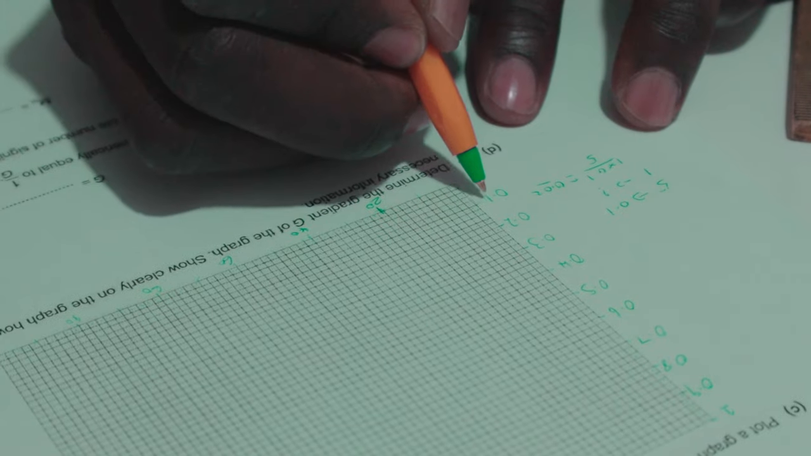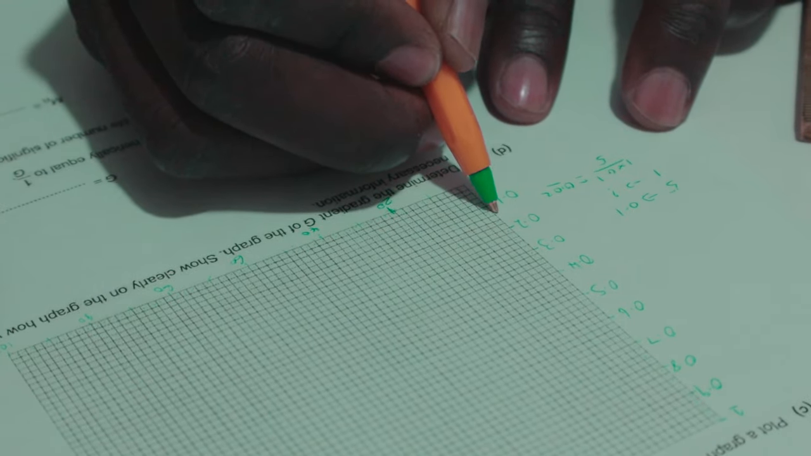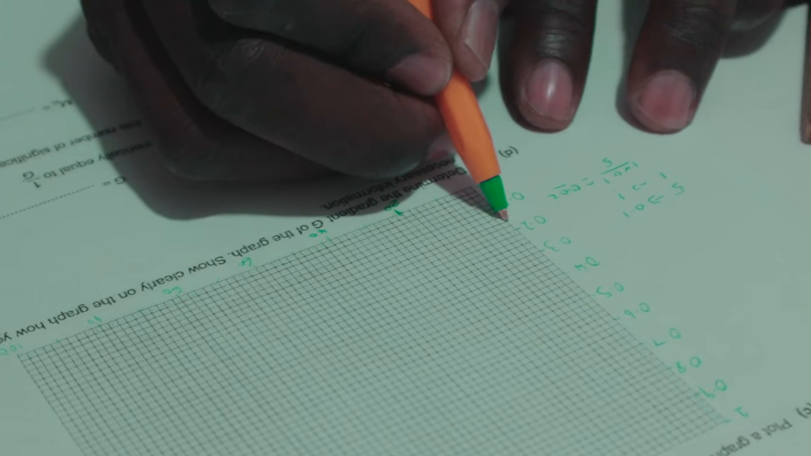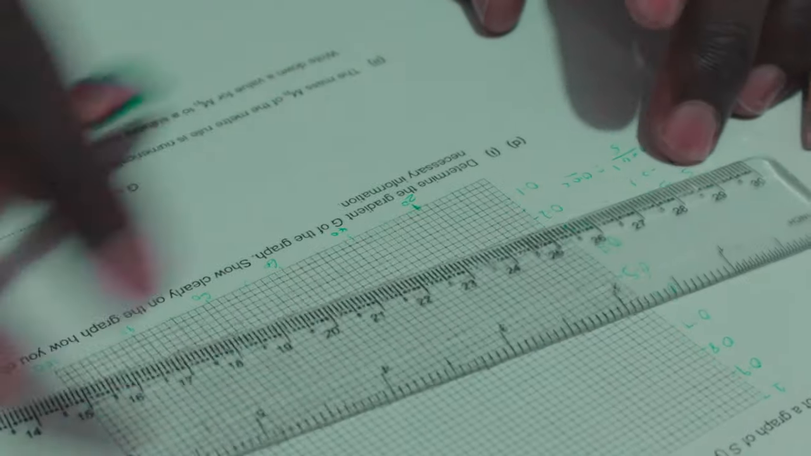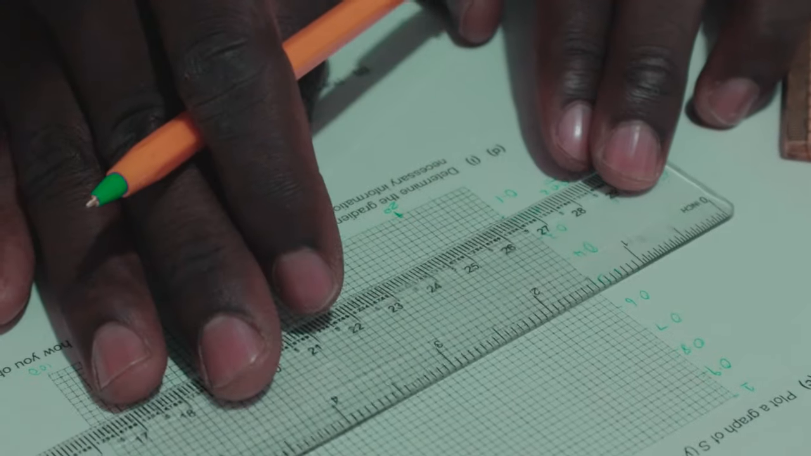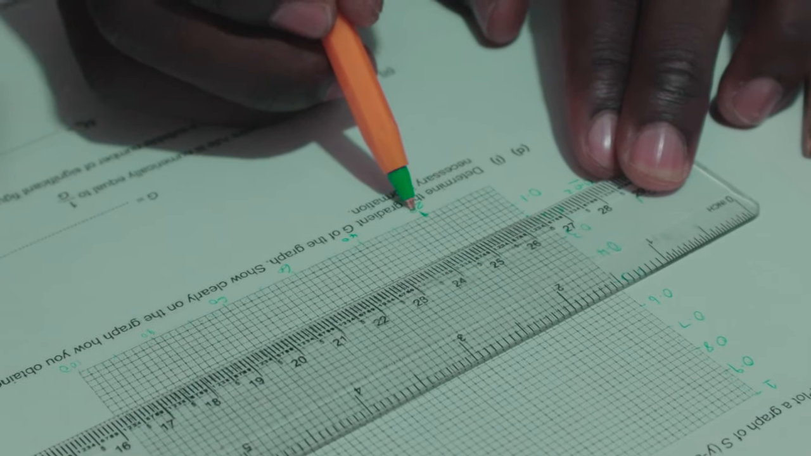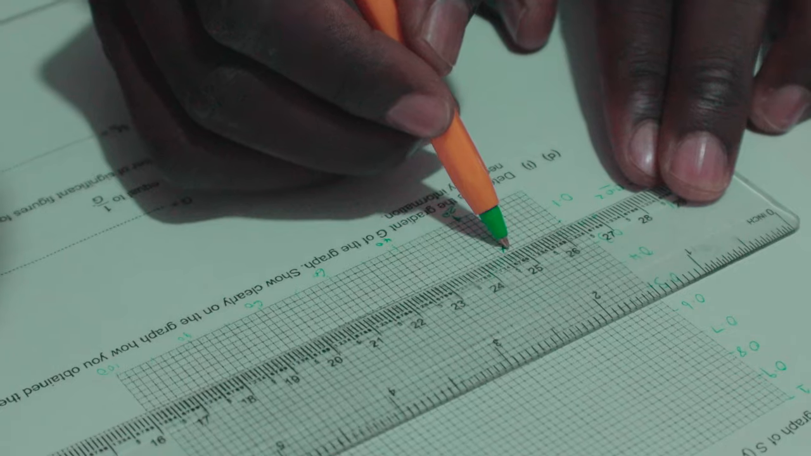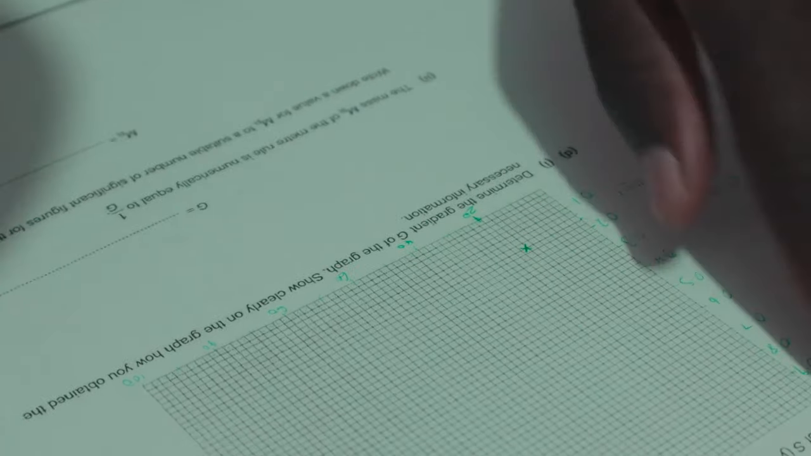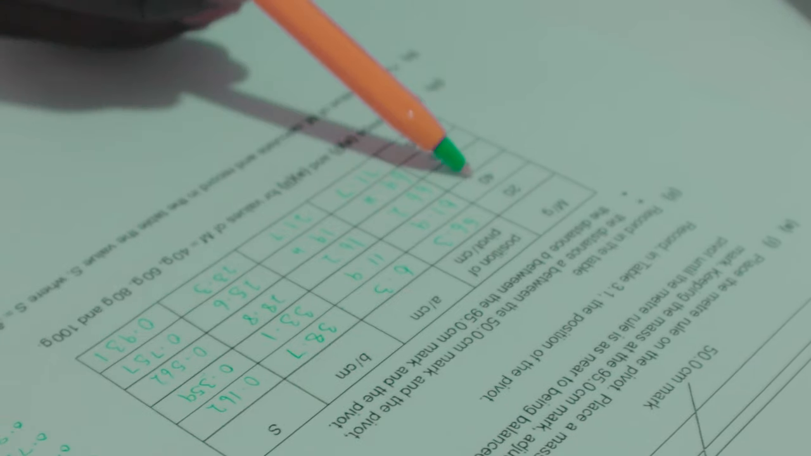So this is 0.12, 0.14, 0.16. So 0.16 is here. Use a ruler. 0.16 is there. And then we are plotting this against 20. So where do they meet? Here. So that is the point. 0.16 against 20. So we do the same for 40.